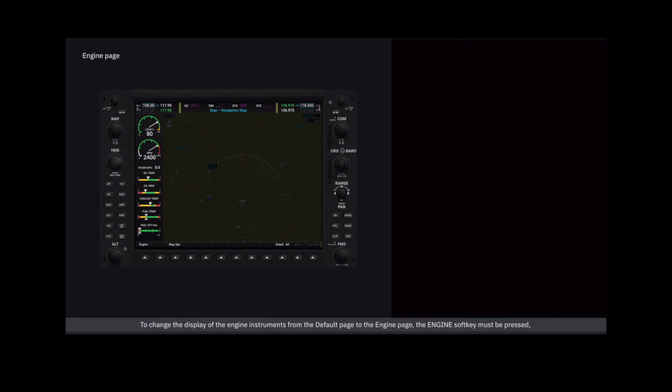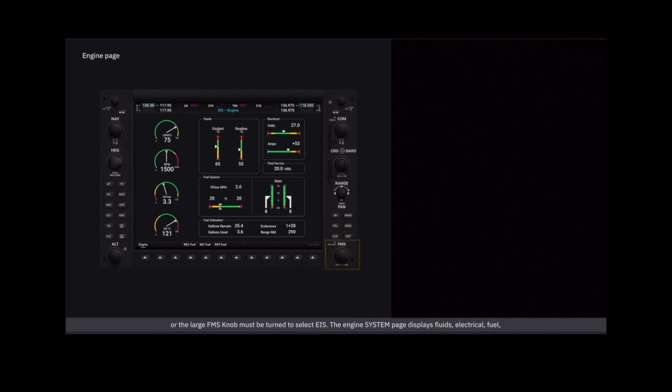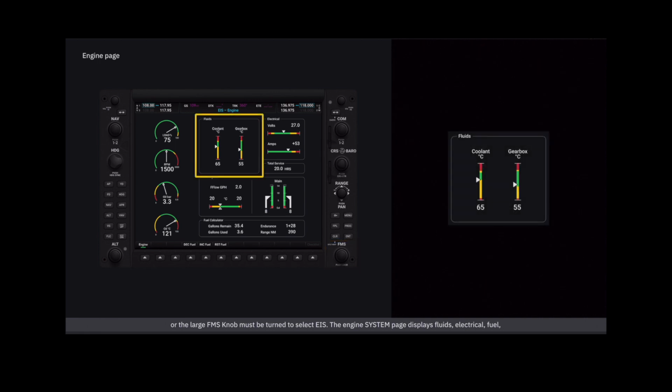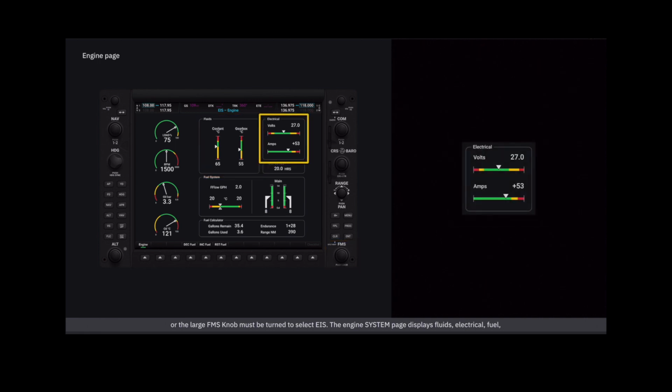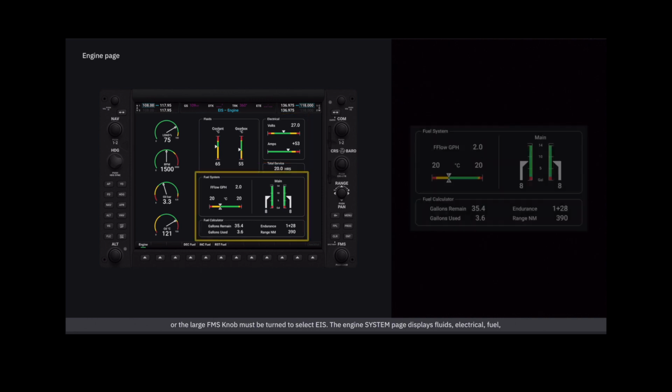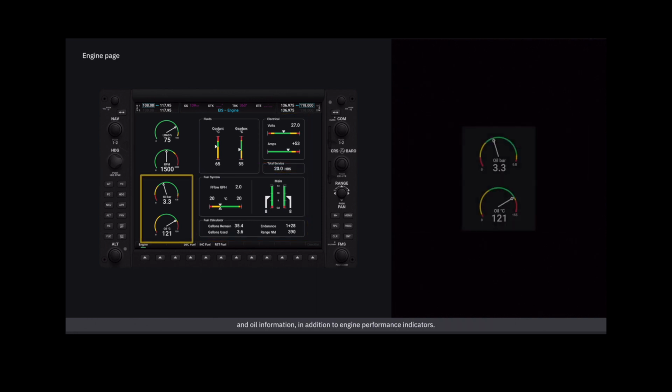To change the display of the engine instruments from the default page to the engine page, the engine soft key must be pressed, or the large FMS knob must be turned to select engine indication system. The engine system page displays fluids, electrical, fuel, and oil information, in addition to engine performance indicators.